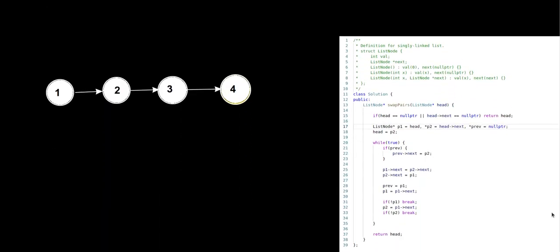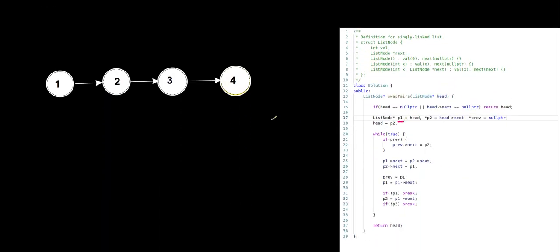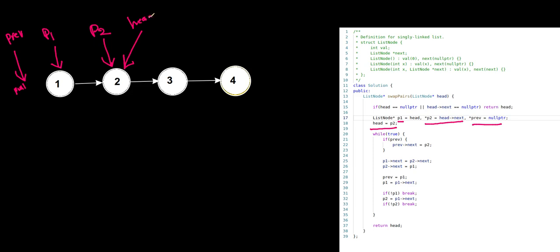Now to solve this question we need 3 pointers. P1 points to the first node in the pair, P2 points to the second node in the pair, previous points to the node previous to P1, initially it's null, and we set the head initially points to P2. This is the head because we are going to return the linked list with this head. Notice that if the linked list is empty or if it has one node, we don't need to do anything, we just return the head.